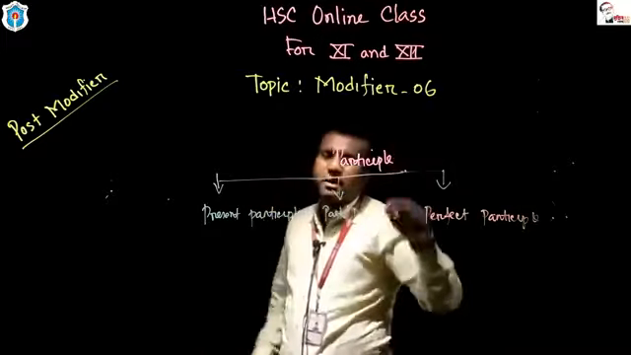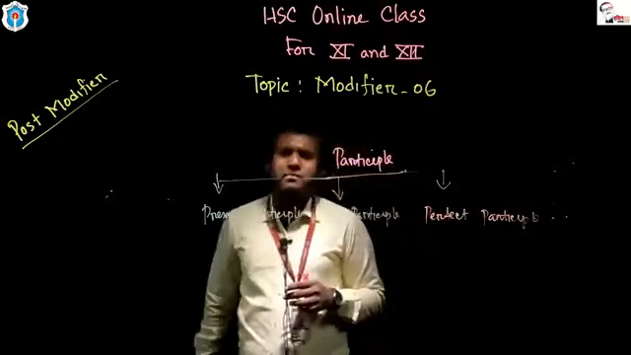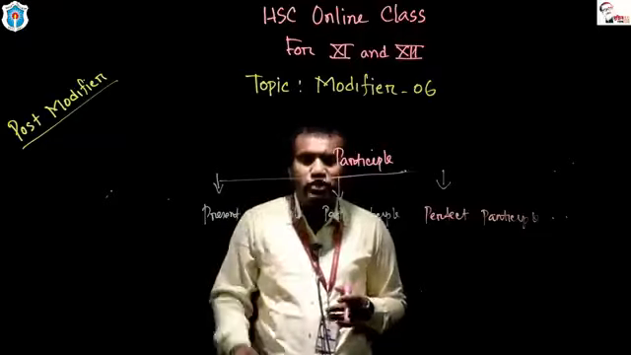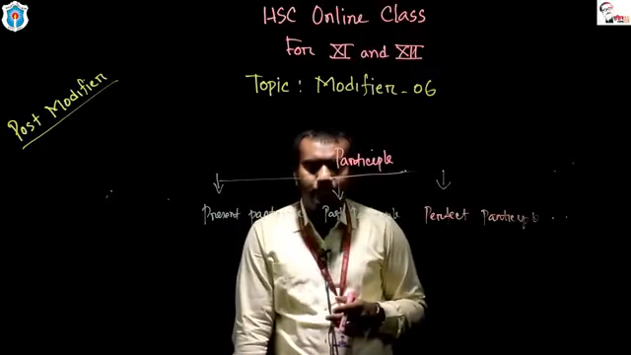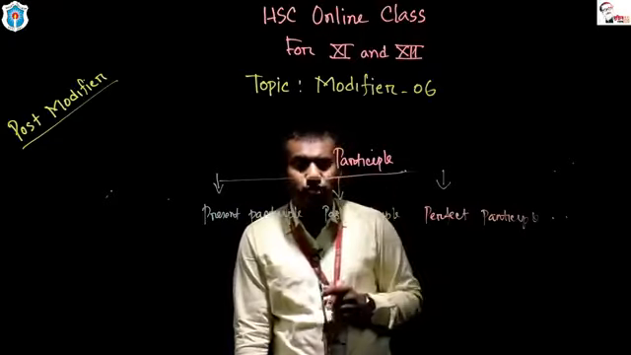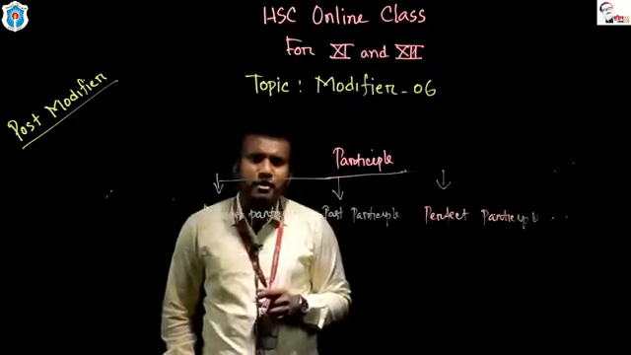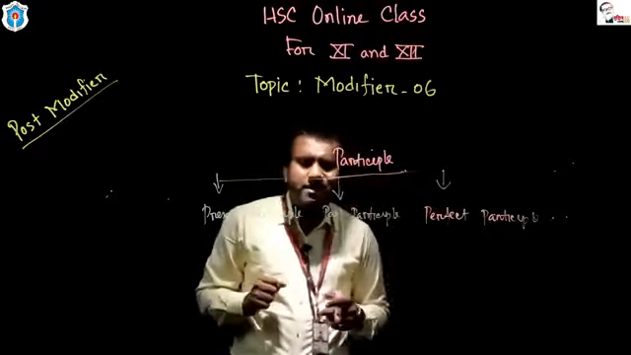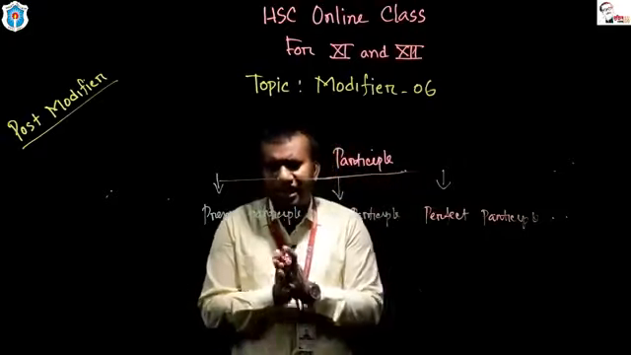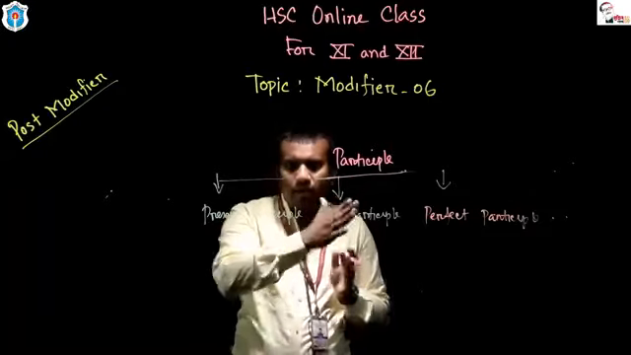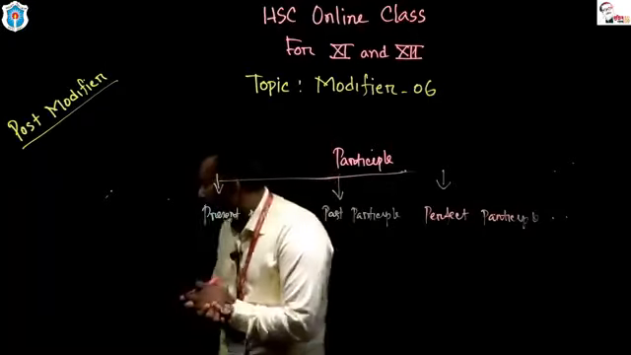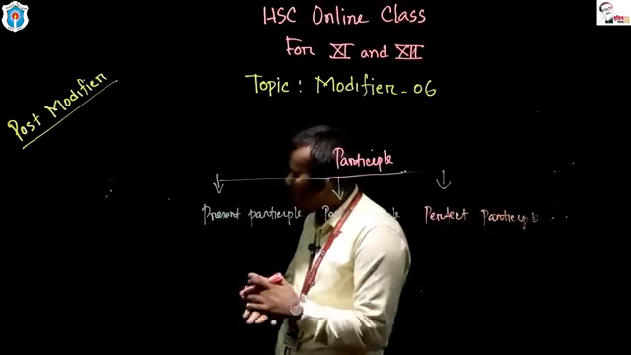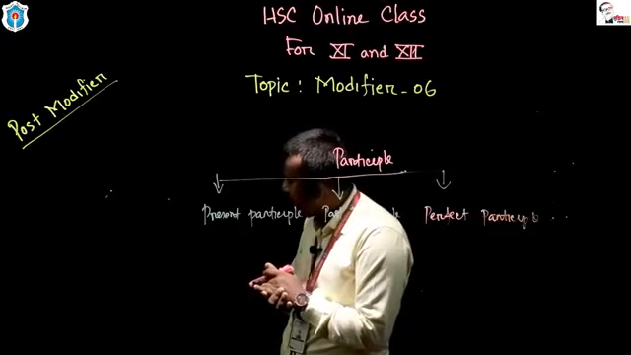So participles are of three types: present participle, past participle, and future participle. In the meanwhile, I have told you that participles work as adjectives, and this concept should be crystal clear to you. Present participle, past participle, and perfect participle always work as adjectives. Can I say that?